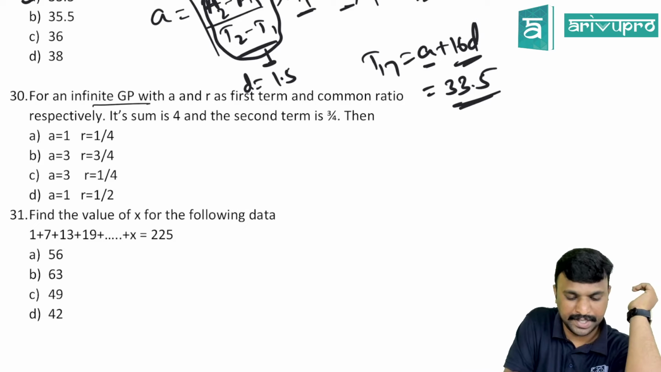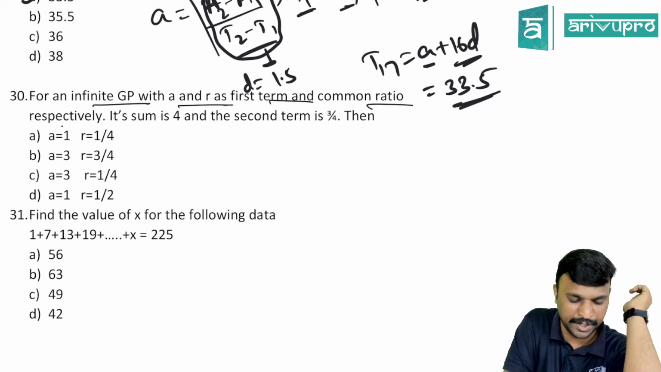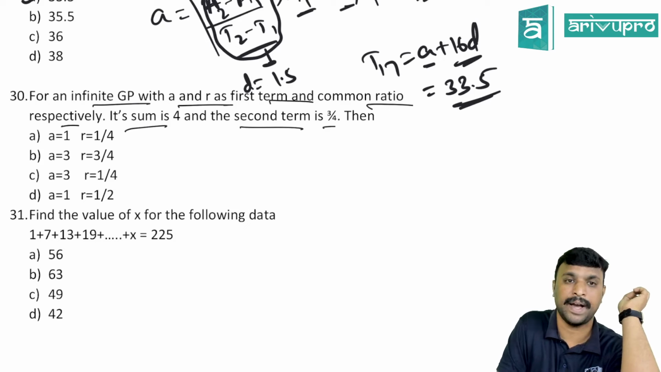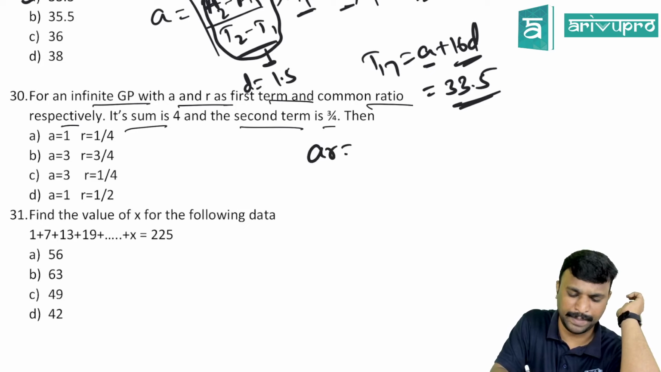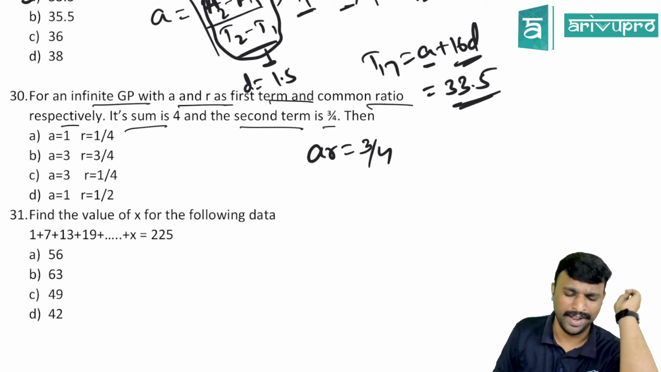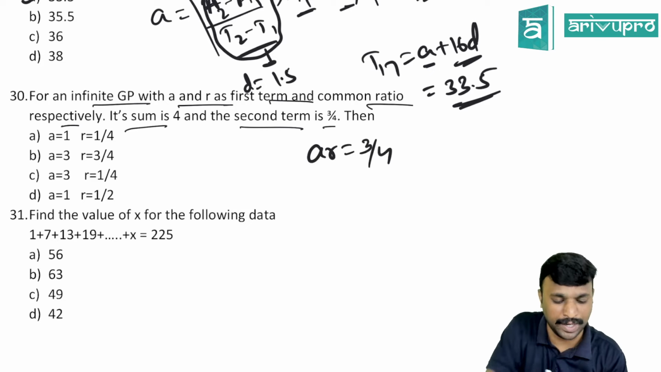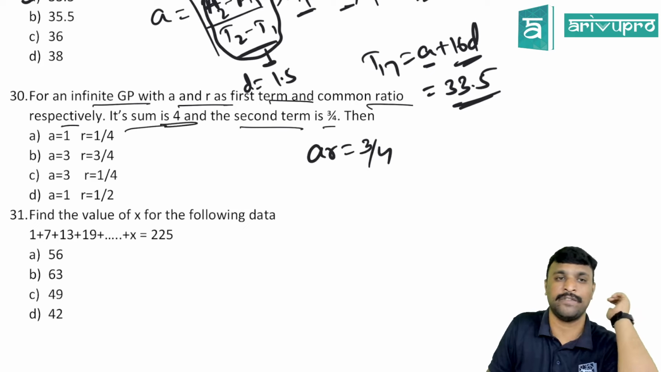For an infinite GP with A and R as the first term and the common ratio respectively, its sum is 4 and the second term is 3 by 4. What is the second term of a GP basically? AR. So AR is given to be 3 by 4. Guys, just do the option hitting method. If there is a clash between the options, then only you have to check for the sum of infinite GP.